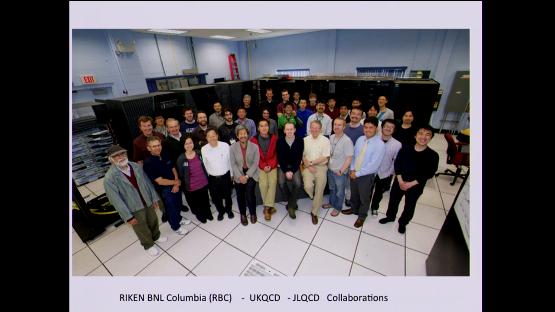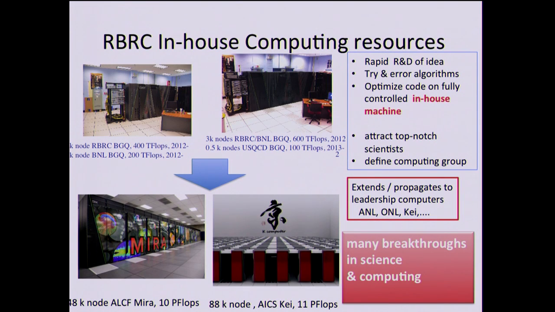And of course, these computers are useless without many good, top-notch scientists. These are part of our collaboration, the RIKEN-BNL-Columbia and the UKQCD collaboration. We are on the order of 50 collaborators. And as I said, our local installation computer is not very fast.